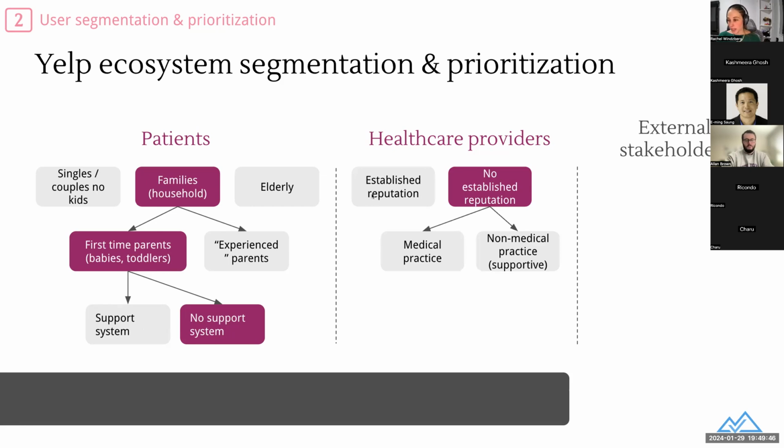Then on healthcare providers, I'm not going to go deep, but I'm thinking about established reputation versus no established reputation. That ties nicely with Yelp's mission to help small and medium businesses. So maybe they can establish their reputation here, and then maybe they're medical or non-medical, because that might help me. I'm not actually going deeper than that, but I just wanted to show another segmentation approach. And then for the external stakeholders, this is more jotting it down to make sure I don't leave anything out. This might come up later, but I'm thinking about maybe insurance or admins. Okay.